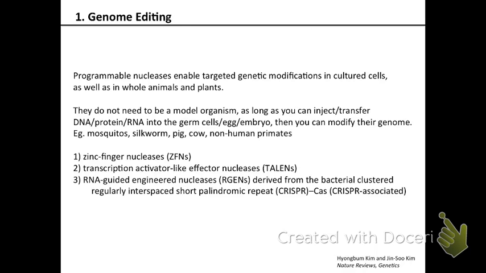All right. So what are the different types of genome editing techniques? These are classified into three in this lecture. We're going to talk about how you can use zinc finger nucleases to edit the genome, use transcription activator-like effector nucleases, TALENs, and then RNA-guided engineered nucleases derived from the bacterial clustered regularly interspaced short palindromic repeat. So it's shortened as CRISPR. It's easy to remember. And Cas9, it's a type of enzyme that's associated with the CRISPR.